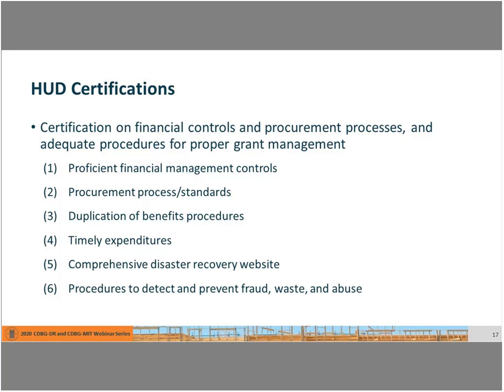Number 5 is about a disaster recovery website that needs to be established and having procedures for the detection and prevention of fraud, waste, and abuse. So these are things that will be done in parallel and set you up for running your disaster recovery programs with CDBG funds.